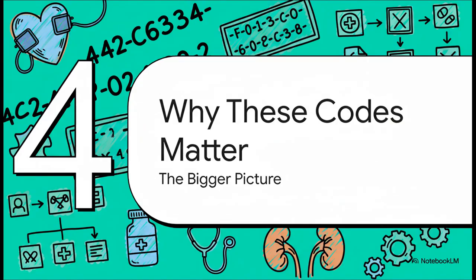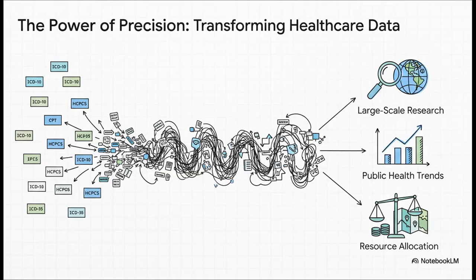Okay, so we've been following Jane's very specific journey, told in code. But now, let's zoom out. Why go through all this trouble? In the grand scheme of things, why does this incredibly detailed system of codes actually matter? Because here's the thing, Jane's story isn't just her story. When her coded data gets combined with millions of others, it becomes this unbelievably powerful tool.